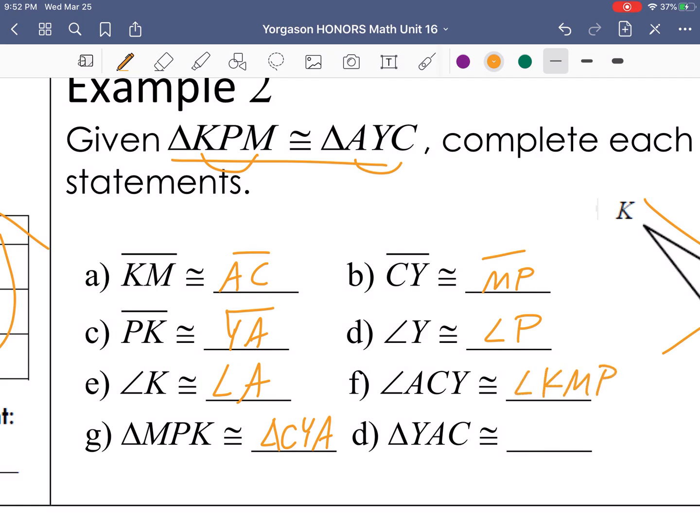And YAC, that's going to be triangle PKM. Hope it makes sense a little bit that we're matching the order of the letters. So they gave us something from the triangle on the left or the right, and then we gave the matching part from the other side of the statement.